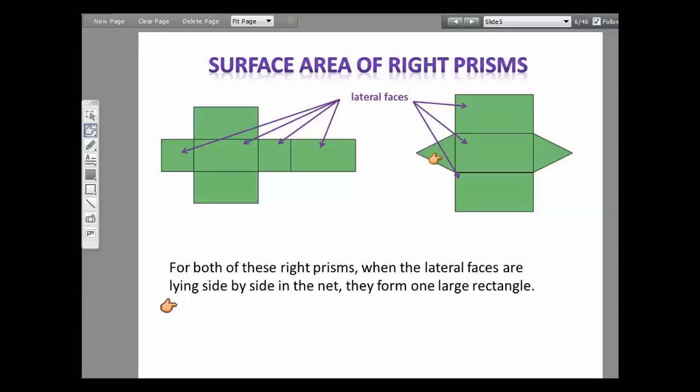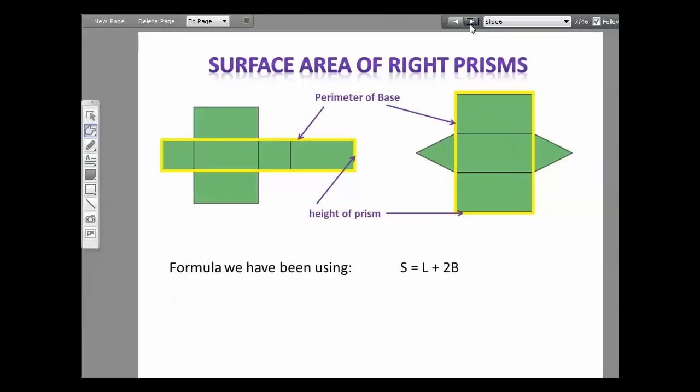What I want you to notice is that for both of these right prisms, when the lateral faces are lying side by side in the net, they form one large rectangle. So check this out. There we go, I highlighted the rectangle in yellow. And if I'm wanting to find the, well, I'm going to get ahead of myself. So let me stop.